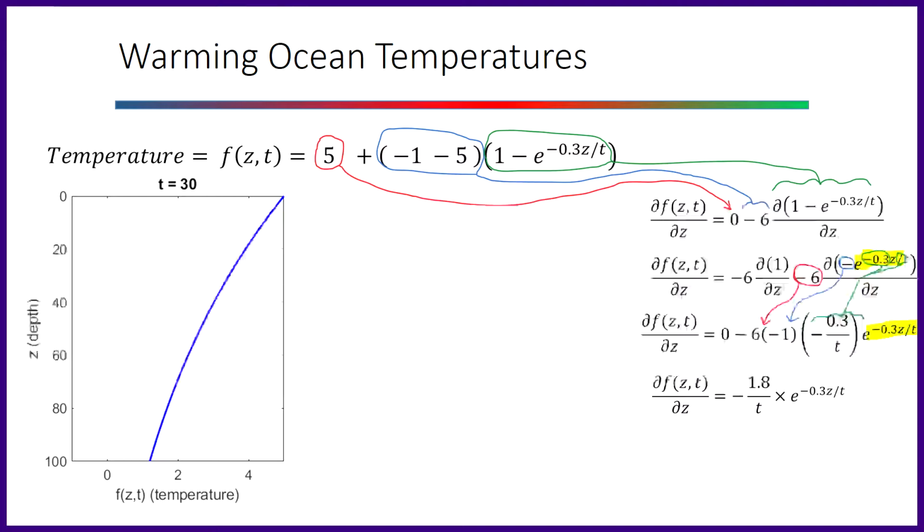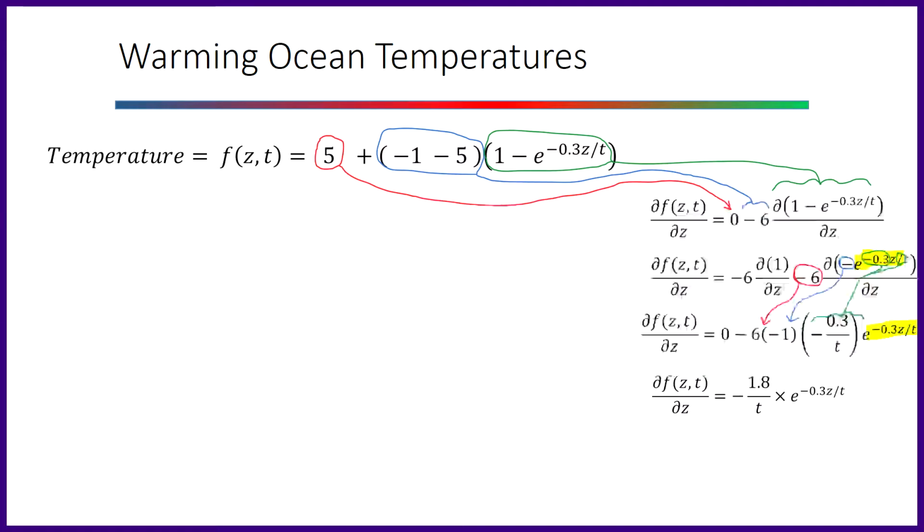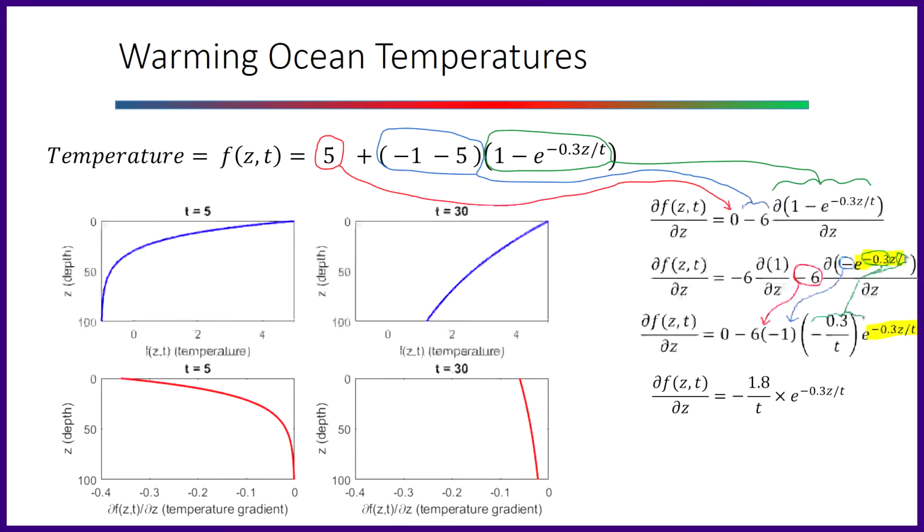Alright, we've got the derivative. Now let's plot it at a couple different time points so we can see what it looks like. These graphs show f of z comma t as a function of depth in blue on the top two plots, and the partial derivative of f with respect to z in red in the bottom plots. The plots on the left are at a time of 5 days, and the plots on the right are at a time of 30 days.